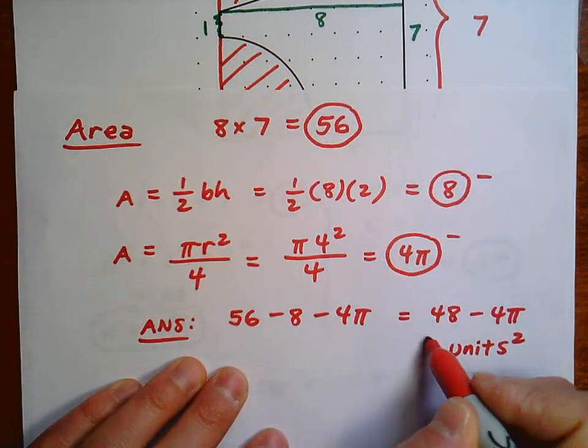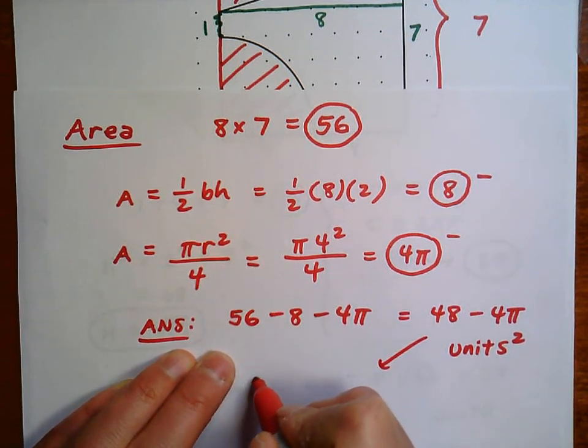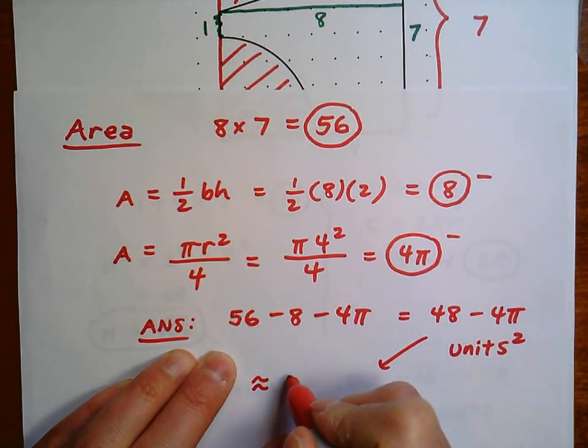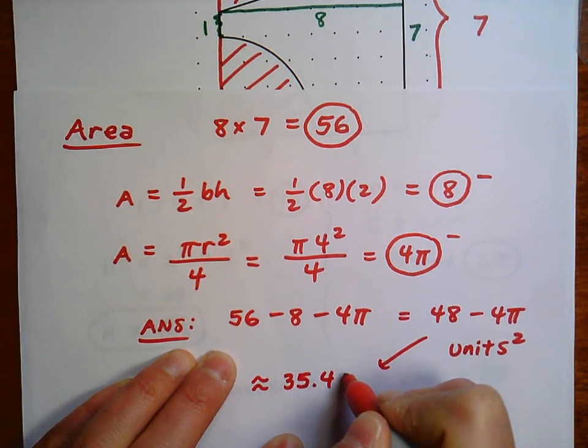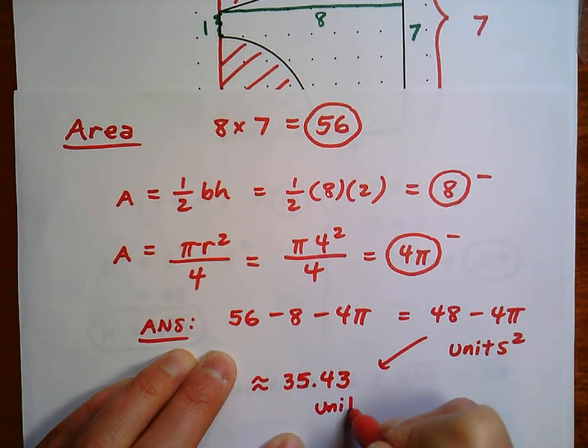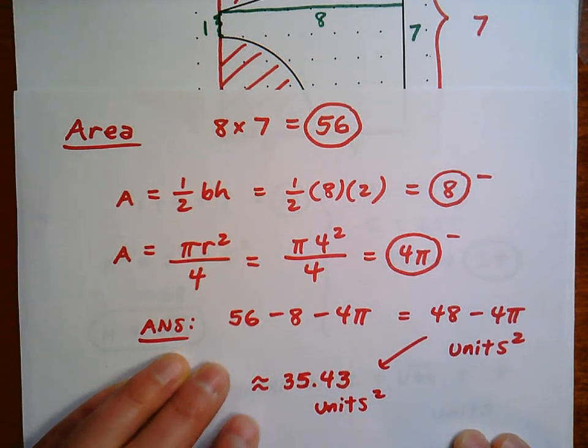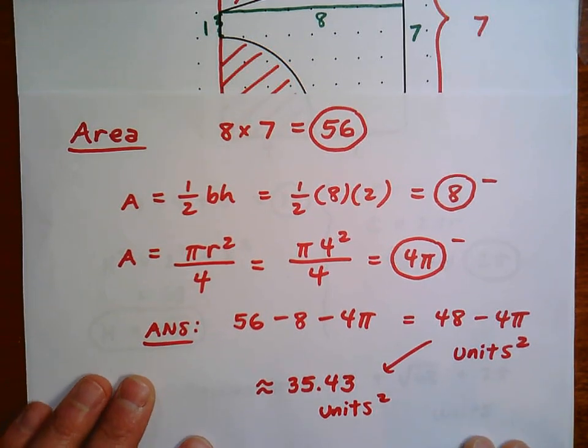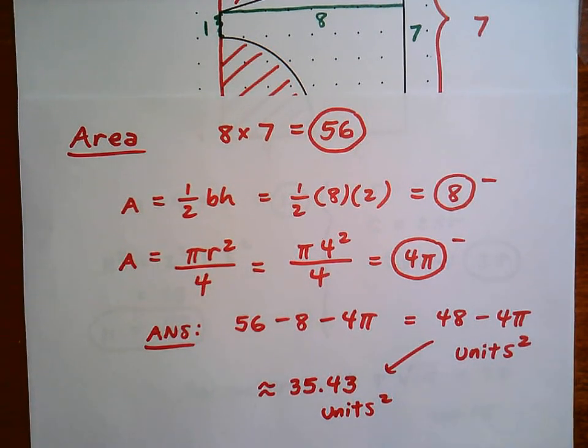So just to be complete here, if you want the estimate for this one, I got around 35 and a half. So 35.43, and same units here, right? We're actually counting up the squares. So that's how that works. One exercise in going around the figure, and then a different exercise in counting the squares inside.